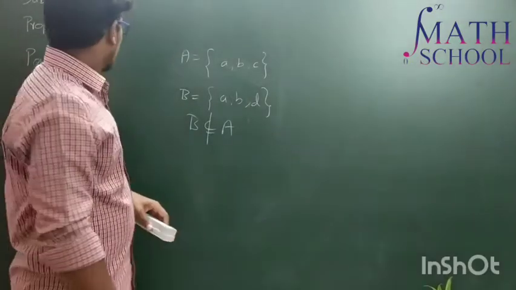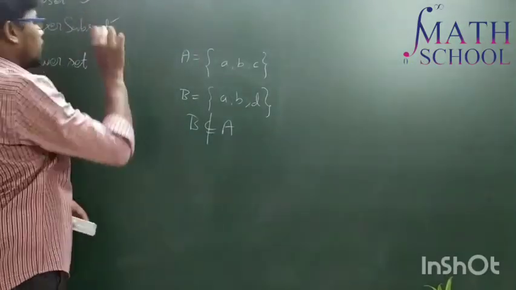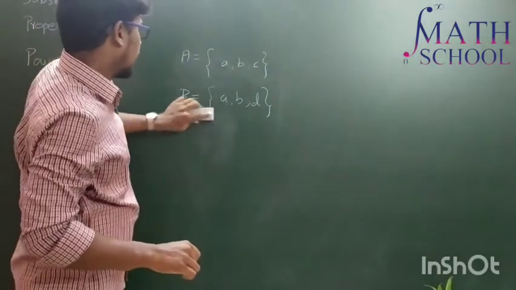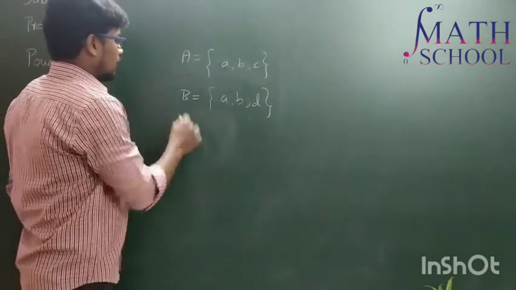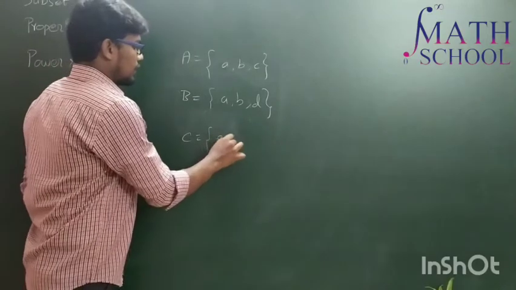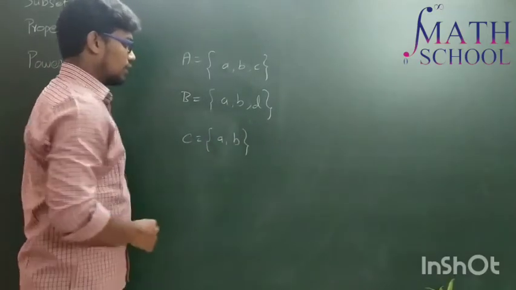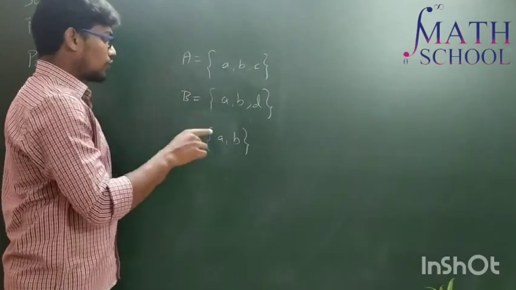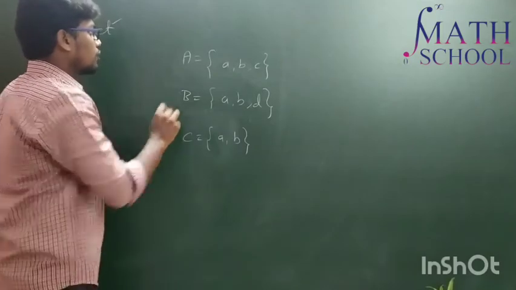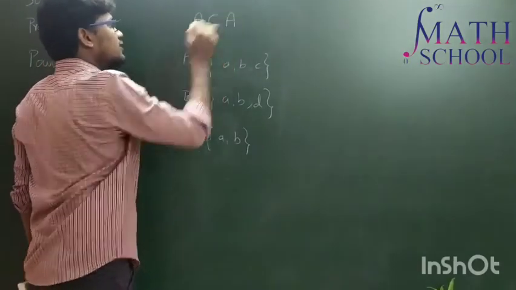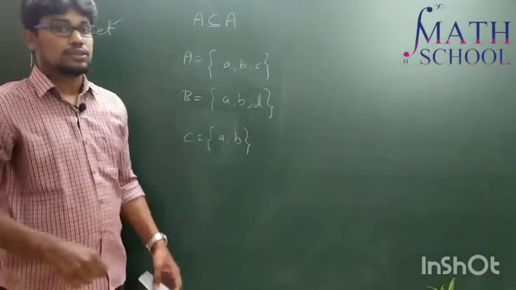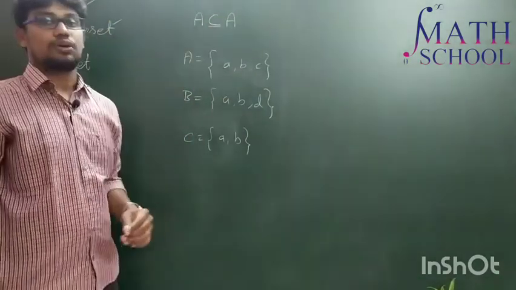The second one is what is called proper subset of A. Proper subset in the sense, say C is a set has A and B. Before that, we have to note one more thing. Let me ask you one question. Whether A is a subset of A or not.